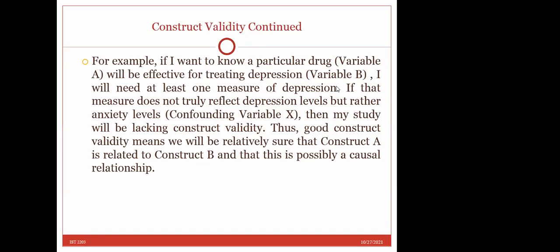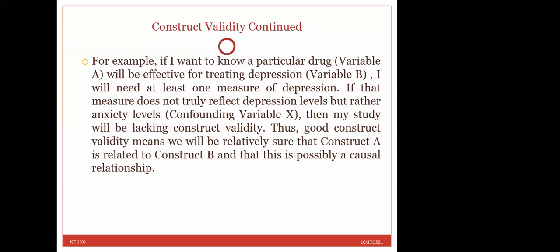So if I'm going to do this study, I need at least a measure of depression. And if that measure doesn't truly reflect depression levels, but rather anxiety levels, whatever I thought I am going to be using to measure depression, it's not actually measuring depression, it is measuring anxiety. Because anxiety can also cause people to have the same symptoms as depression. In that case, anxiety is considered a confounding variable, X. And then my study would be lacking construct validity. That means that if whichever way I said I'm going to measure depression has other variables that could also represent themselves as depression, anxiety being an example, my study is lacking construct validity. The construct that I'm saying to measure, I'm not sure that I've actually captured it.